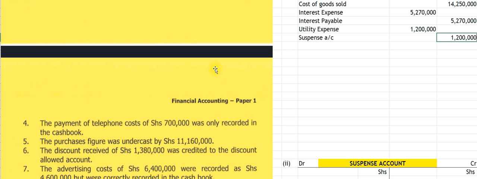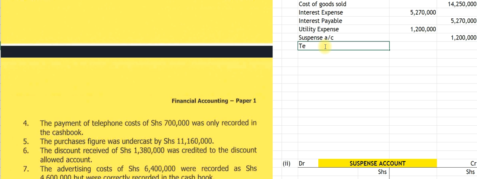The payment of the telephone costs of shillings 700,000 was only recorded in the cash book, meaning that there was only the credit entry without a corresponding debit entry. So the payment was correctly made, that is the credit to the cash book, but the expense account in the general ledger was not debited.